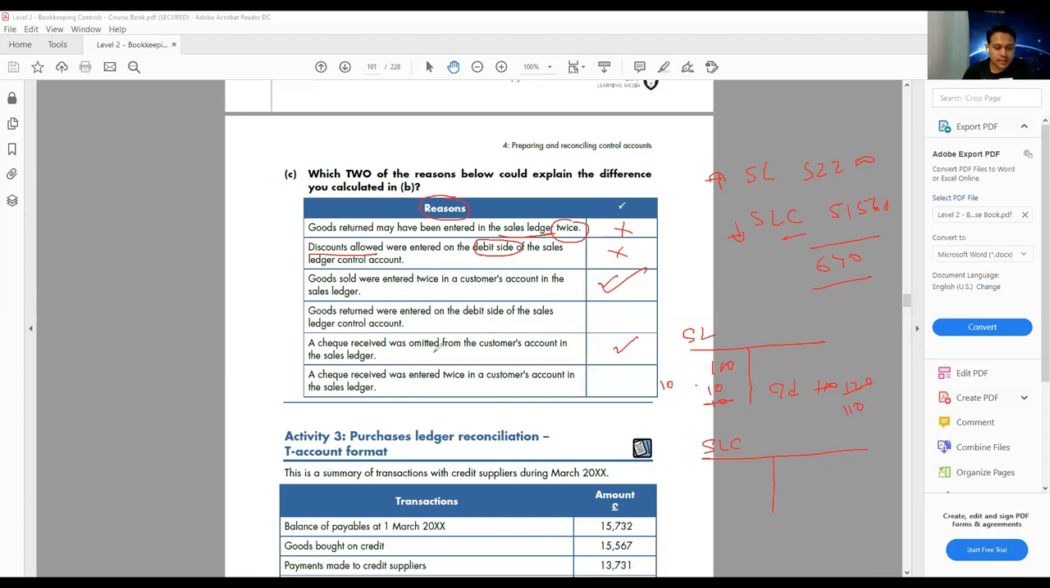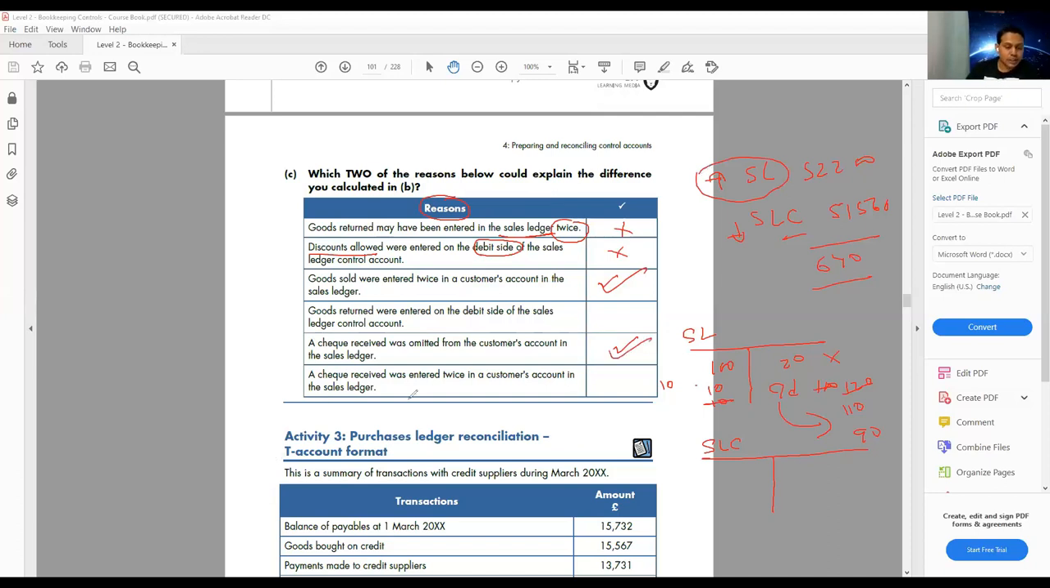Cheque received was omitted from the customer account in the sales ledger. That could be a possible reason. Let's say I receive a cheque here, but I forget to enter it. As soon as I put the cheque in, let's say £20, my balance c/d goes down to 90. So that could be the reason, because that will bring my balance down, and it is currently up. So I say, yes, this could be the reason as well.